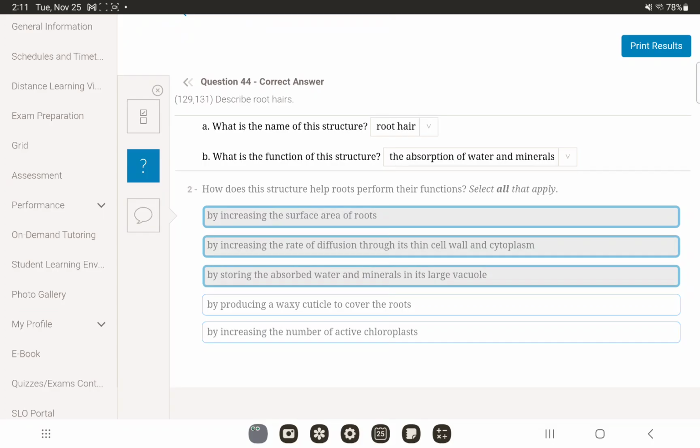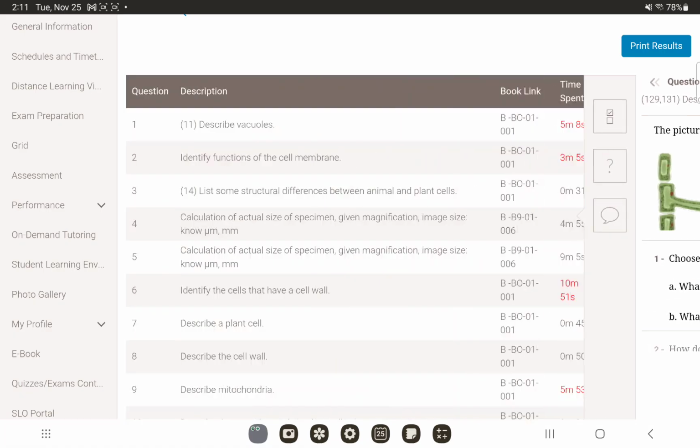How does this structure help roots perform their functions? It helps by increasing the surface area, increasing the rate of diffusion through its thin cell wall and cytoplasm, and by storing the absorbed water and minerals in its large vacuole. So these three you have to memorize so that you can answer it in the exam. But yeah, that's it. So that's the chapter 1 online quiz.